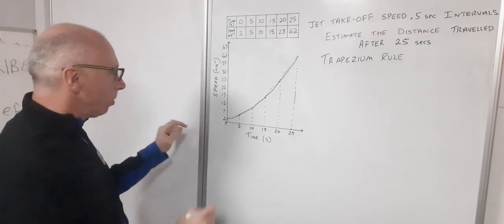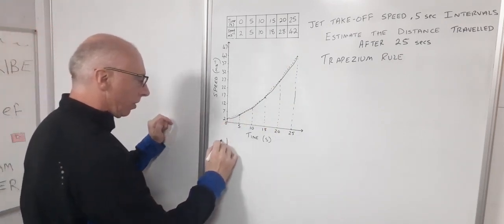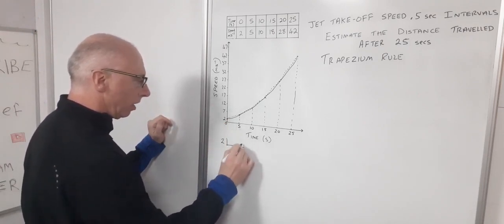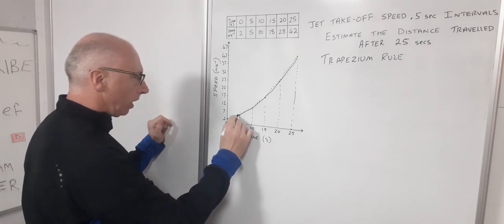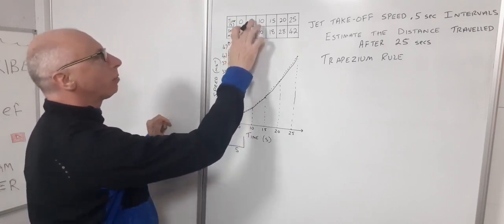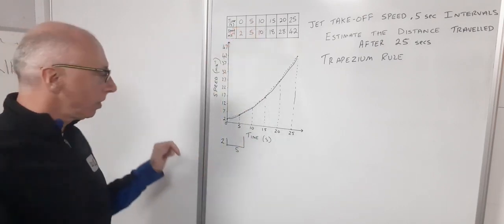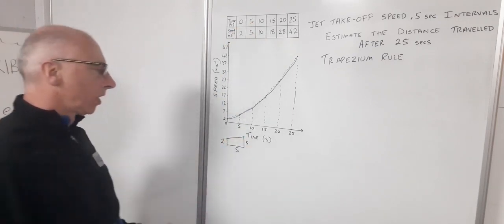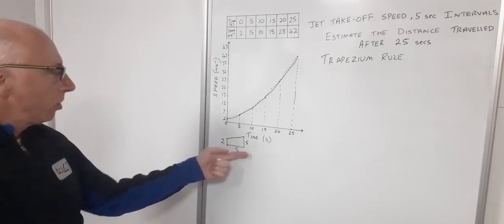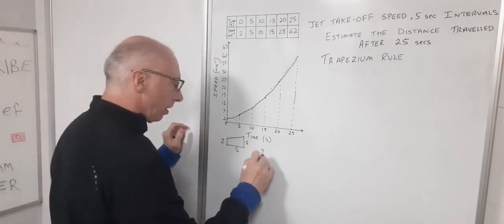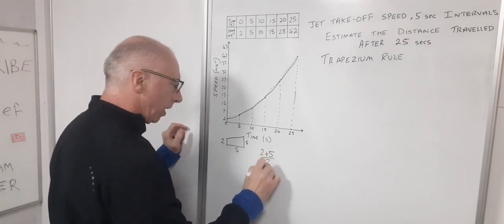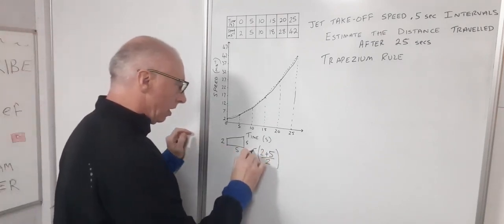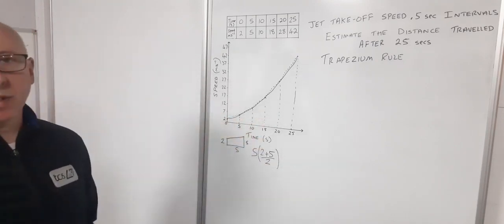So for example, if I take this one here and pull it out, I've got 2 on this side, 5 along here, this height will be 5 as well because it's indicated by after 5 seconds it's 5 meters per second, so this will be 5, and then we'll have a straight line there. So therefore the area of this trapezium will be 2 plus 5 divided by 2 and then multiplied by this 5. And then we can do that for each one of these.